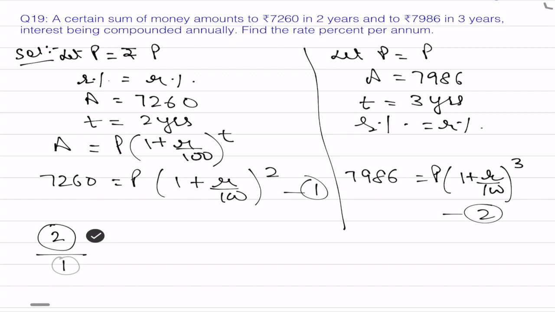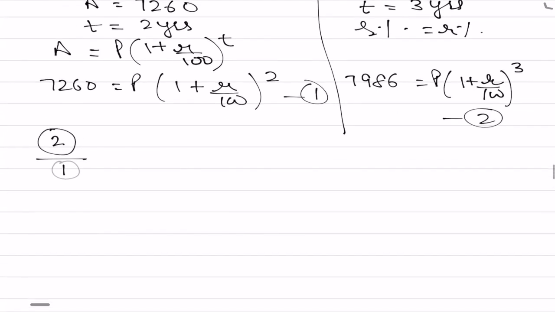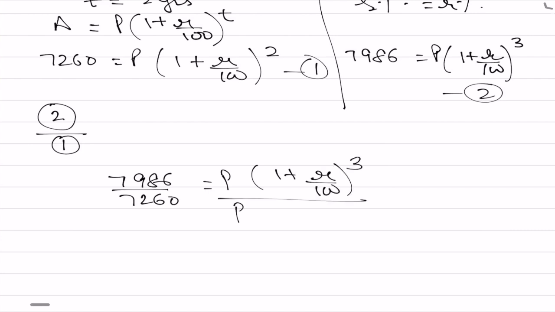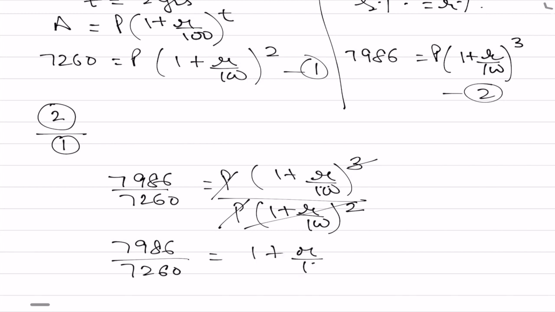So here what we will do, we will divide the second equation by the first. Now after division, we will see 7,986 upon 7,260 is equal to P into (1 plus R upon 100) raised to the power T upon P into (1 plus R upon 100) raised to the power 2. P and P cancel. Here both the brackets have the same term, so this is also cancelled. And we are left with 1 plus R upon 100.